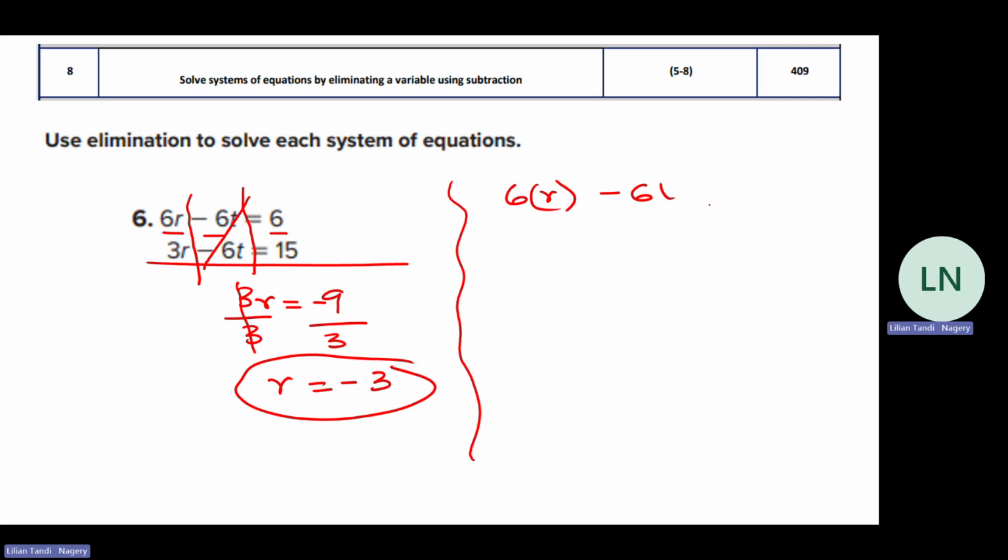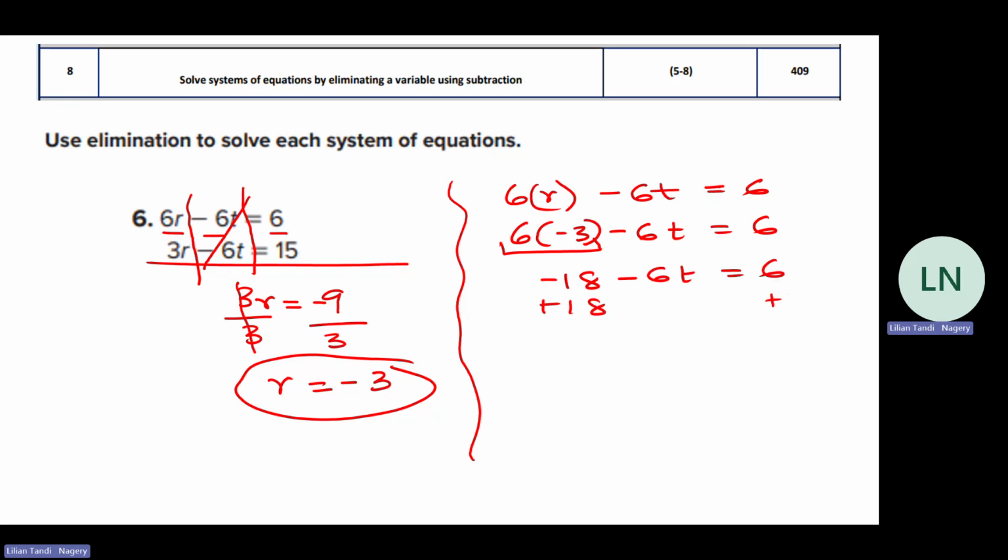Minus 6T. Sorry about that. 6R minus 6T equals 6. 6 times negative 3 minus 6T equals 6. This becomes negative 18 minus 6T equals 6. Add 18 on both sides.